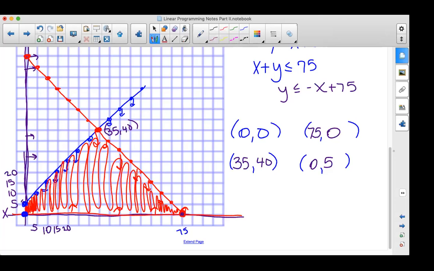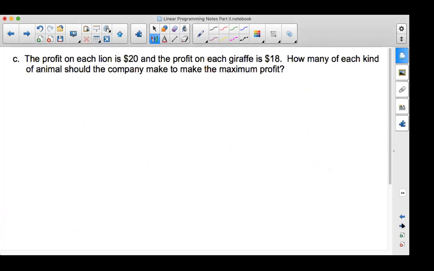There is one final part to this problem. And that final piece wants us to take this information and now actually answer the question or solve the problem. And the last part of it says the profit on each lion, which remember lion was our x, is 20 bucks. So a lion is going to give us 20 bucks profit. The profit for the giraffe, which is y, is $18. How many of each kind of animal should the company make to maximize the profit?